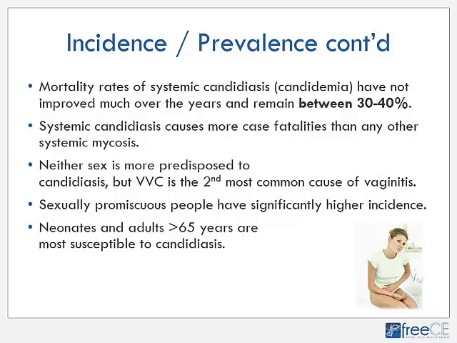About 15% of focal Candida infections spread throughout the body to become systemic. And the mortality rates of these systemic infections, candidemia, have not improved much over the years and remain between 30 to 40%. Systemic candidiasis causes more cases of fatalities than any other systemic mycosis.